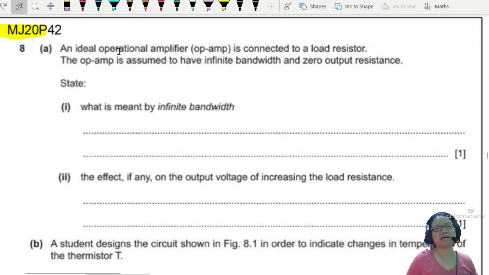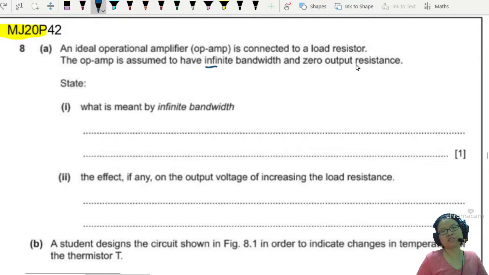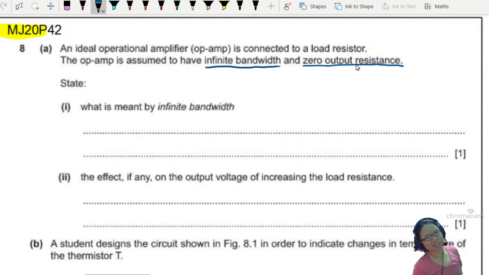It says here that an ideal op-amp is connected to a load resistor. The op-amp is assumed to have infinite bandwidth and zero output resistance. So they already tell you some properties. If they ask you to list down other properties, you cannot use these two. Write out the other stuff. There's an entire list. But in this question, they're not asking you to list down the rest. They're asking you to state what is meant by infinite bandwidth.